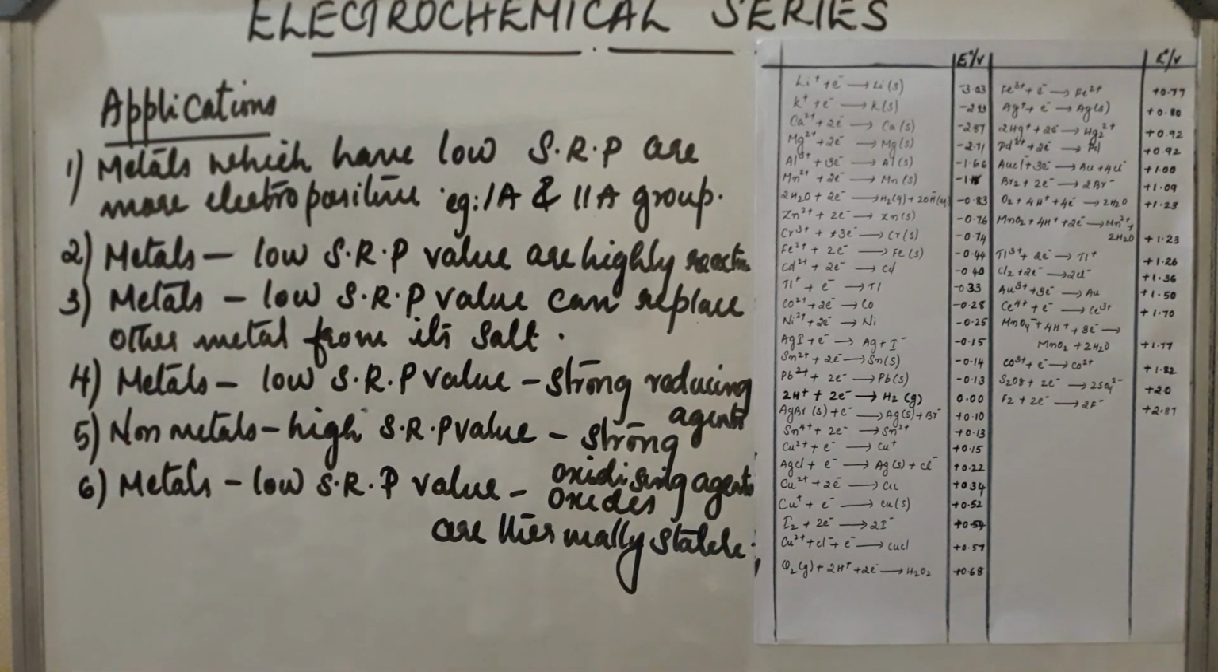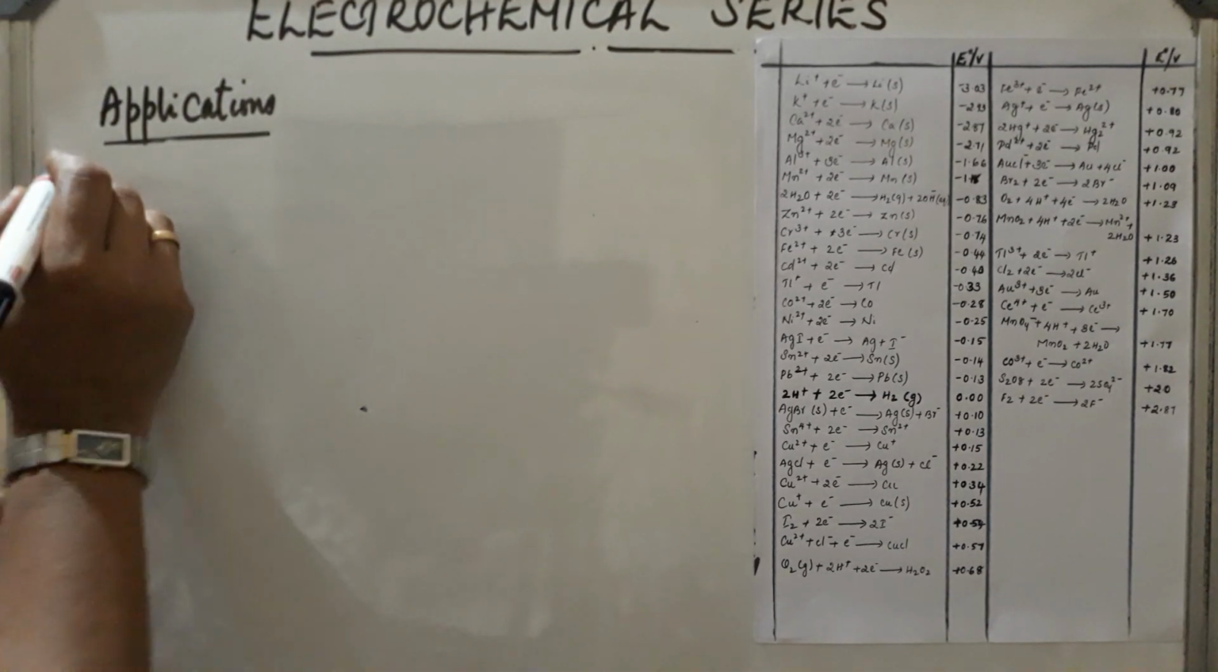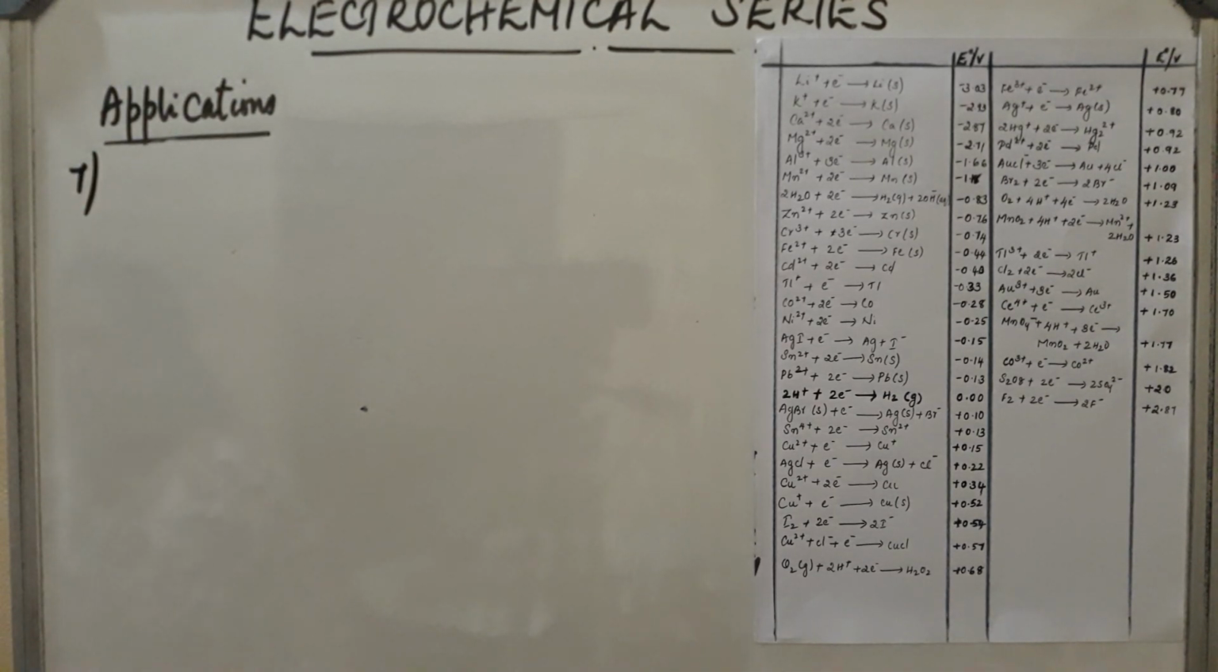Next point, seven. Cations having higher SRP value will discharge first at the cathode. Anions with lower SRP value will discharge first at the anode.